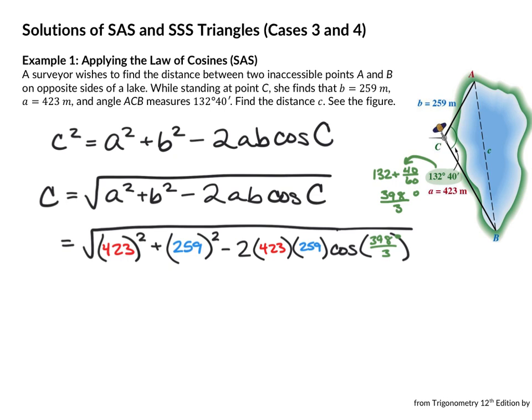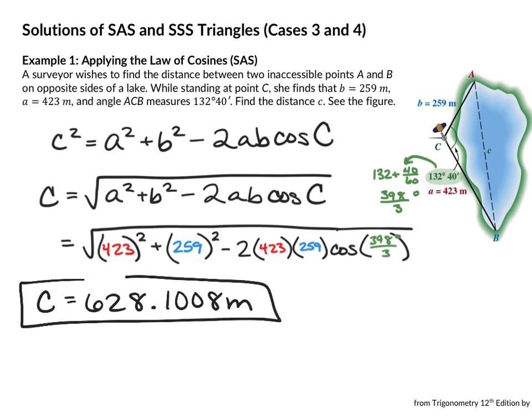Everything is already solved. All I have to do is throw that in a calculator. Now there's a lot to actually calculate. I recommend, if you're wanting to do it in parts, do the entire radicand, so the stuff underneath the square root, and then take the square root. Don't try to put it in bits and pieces because there's so much. I would also just type it all at once. If you type it in all at once and press go on your calculator, it's going to tell you that side C is 628.1008 meters. And that's what we're looking for here.